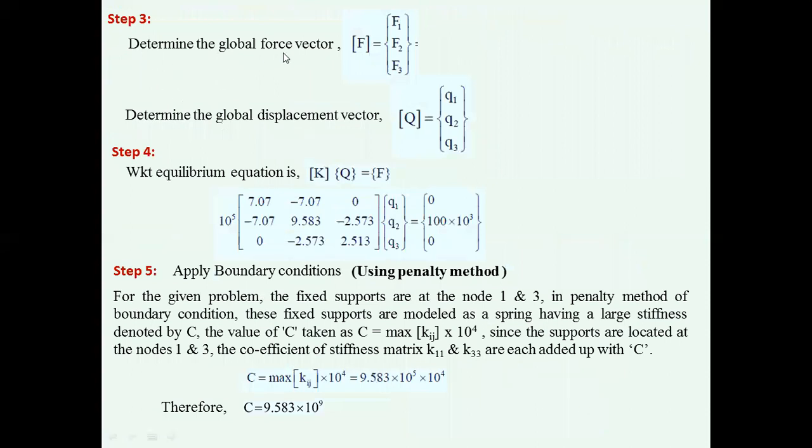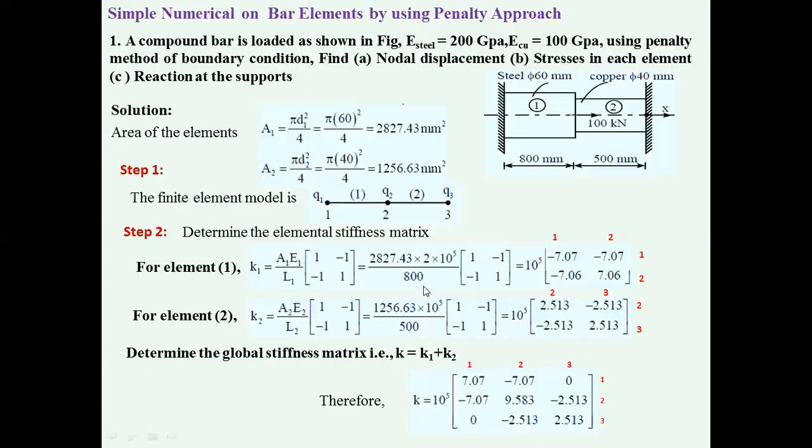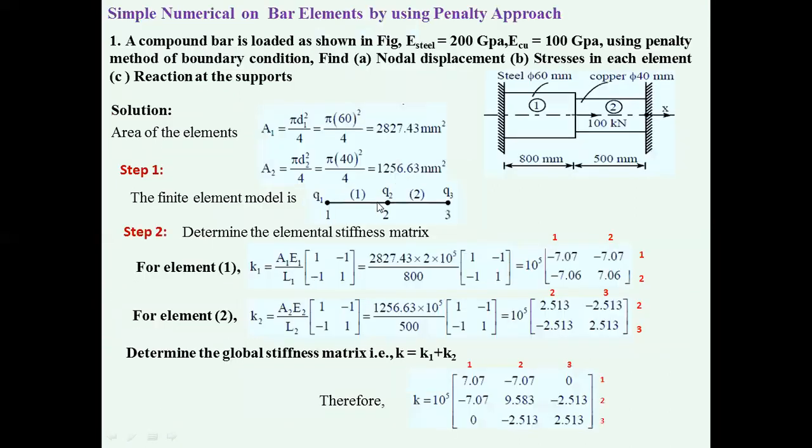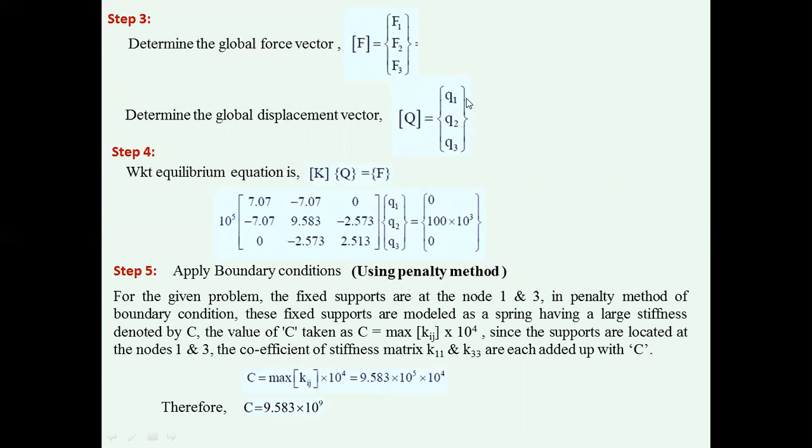Now determine the global force vector, that is F, which is equals to F1, F2, F3. Similarly, determine the global displacement vector Q, which is equals to Q1, Q2, Q3. So we have only three nodal displacements. Now you write down the equilibrium equation, which is represented as K into Q equals F. So this is the value of K, this is the value of Q, which is equals to the force.